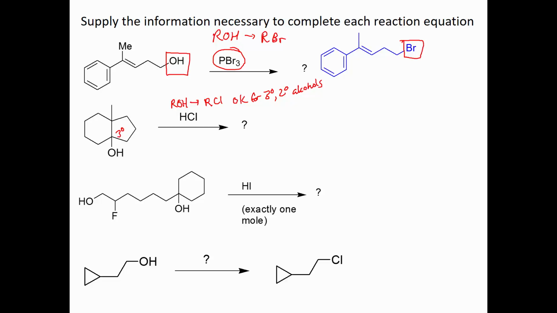Okay, so since this is a tertiary alcohol, we expect the OH group to transform into the corresponding chloride group, and that is in fact all that happens.